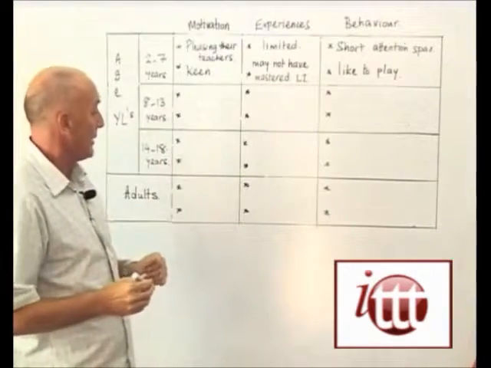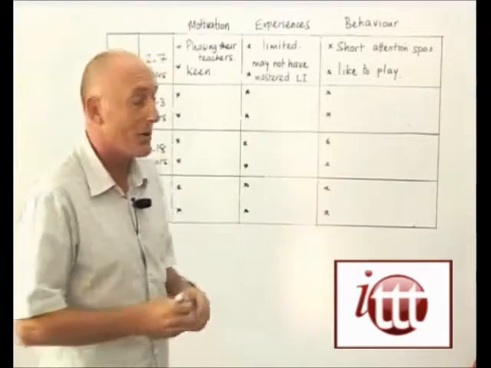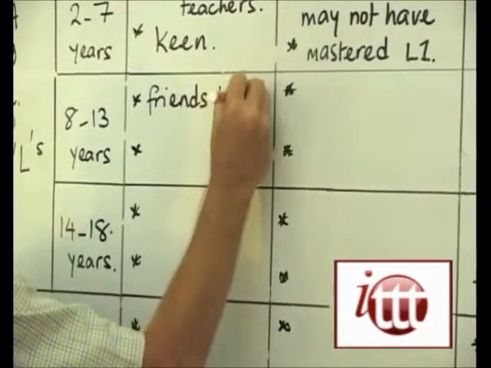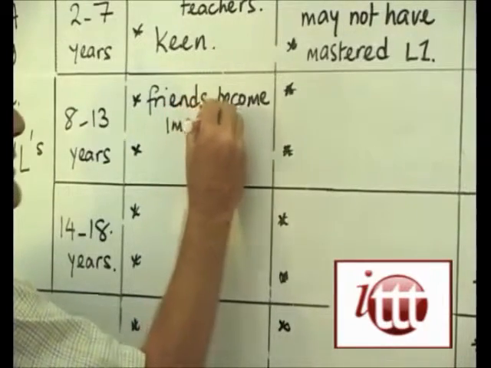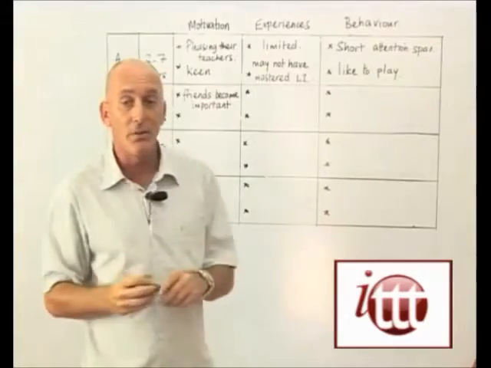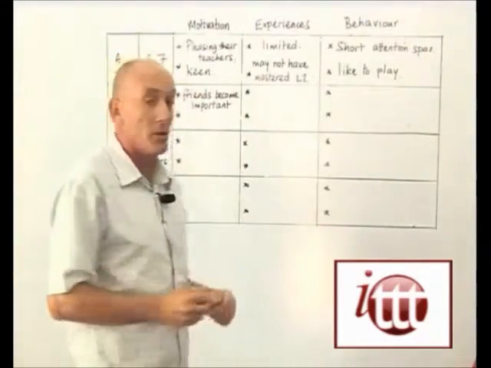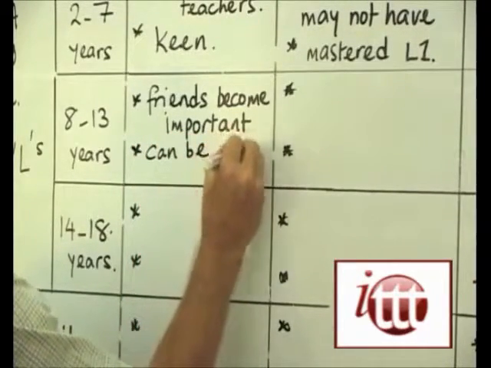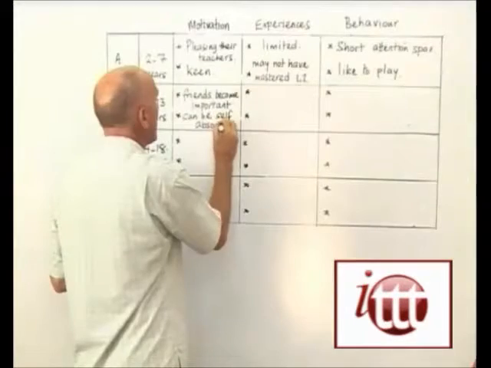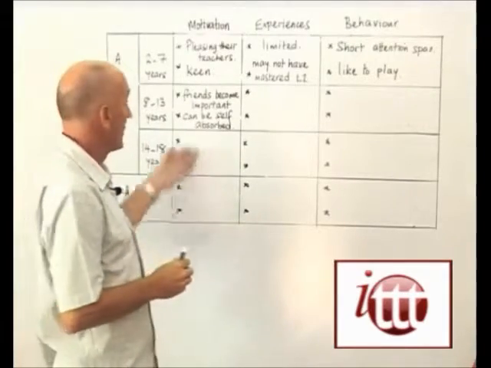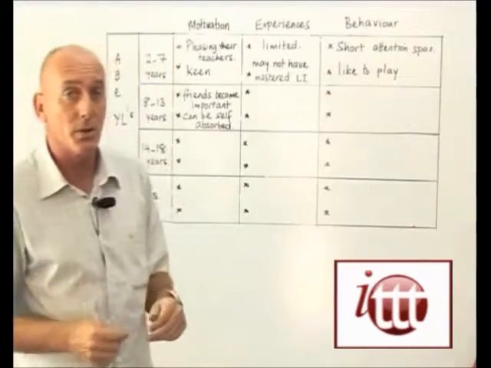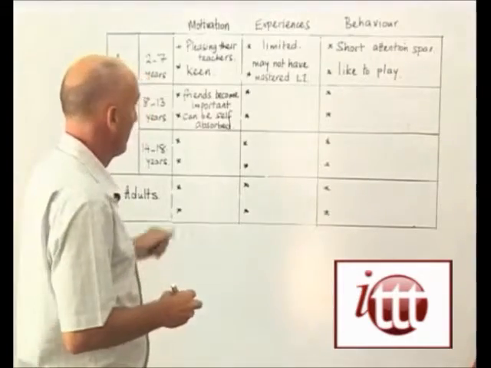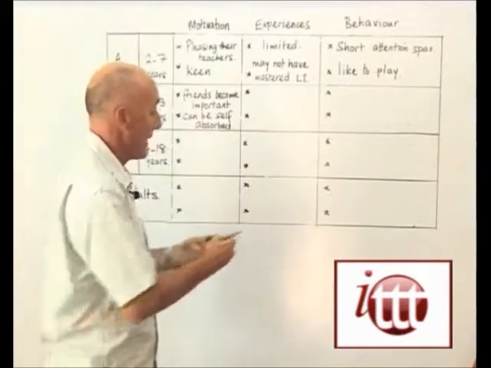Let's run through now for the 8 to 13-year-olds, and what type of motivations do they bring to the classroom? Well, at this particular age, friends are becoming more important, and this brings with it some positive and negative factors. Another thing about this particular age group is they can become self-absorbed. It's not unusual to see a five-year-old playing with a toy for hour after hour on end without thinking about anything else. Moving on to their experiences that they've had.